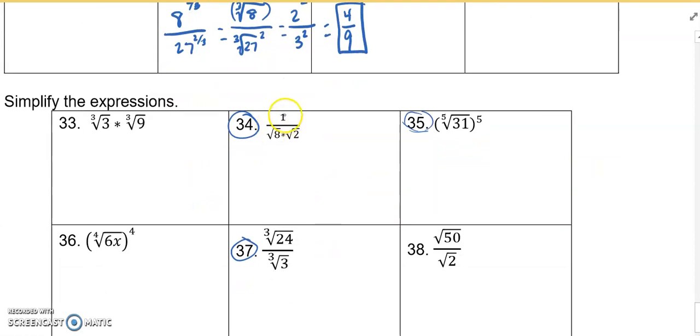Okay, a couple more here. 1 over square root of 8 times square root of 2. That's really 1 over the square root of 8 times 2, which is 16, which would just give me 1 over 4.